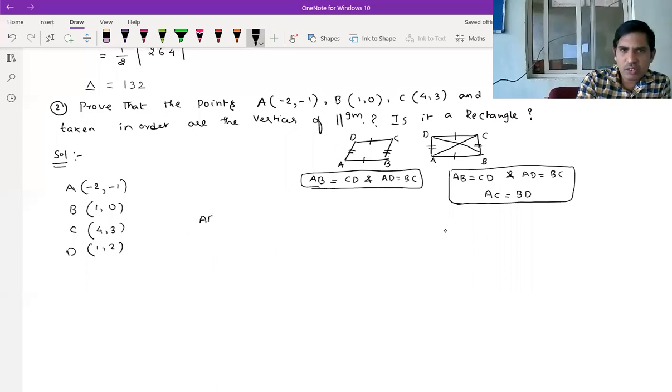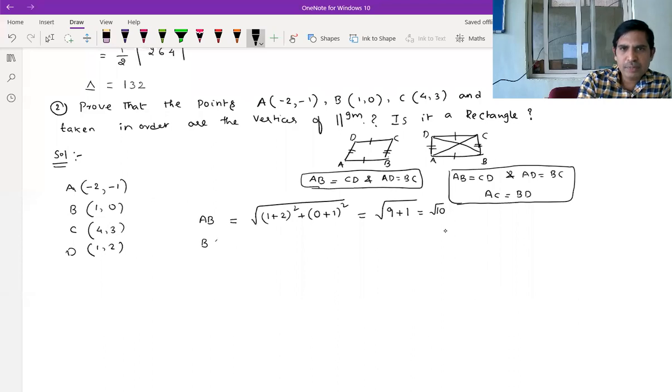First we consider AB. Applying the distance formula, what will we get? Root of (1 minus of minus 2) whole square plus (0 minus of minus 1) whole square. That is 1 plus 2, 3, and 3 square is 9, plus (0 plus 1) whole square. That gives root 10. That is AB.